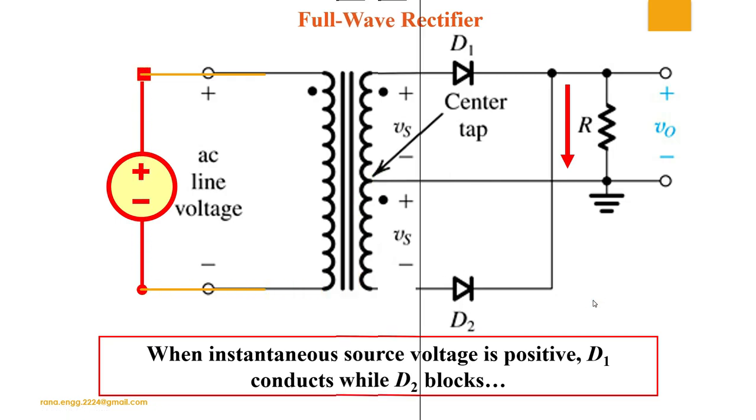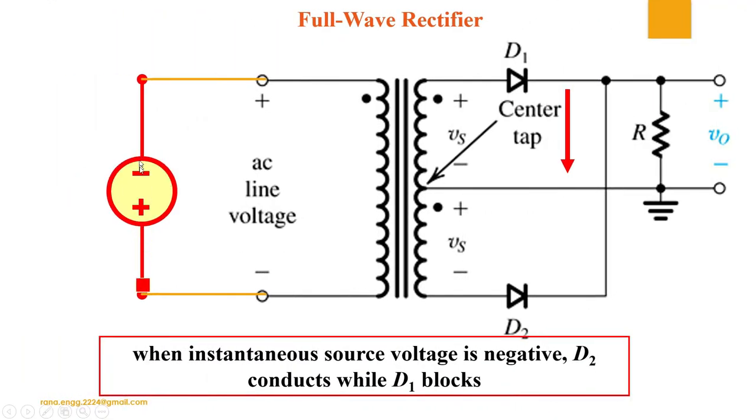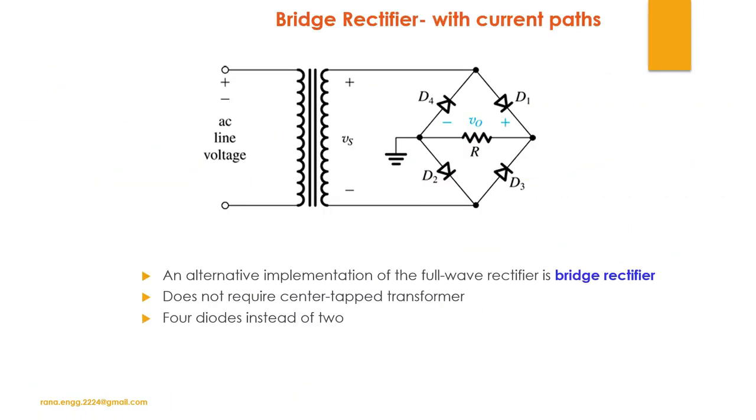Then when we change the polarity, now negative is at the top, so from positive this will flow. Now what will happen in this case, D2 will be on and D1 will be off, it will not go to the D1. In a similar way, we can compare it with the bridge rectifier.